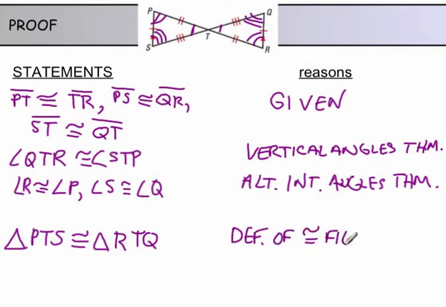Okay? We always have to give a reason when we're proving. Definition of congruent figures, remember the definition just means that all of the angles, the corresponding angles are congruent, and all of the corresponding sides are congruent.